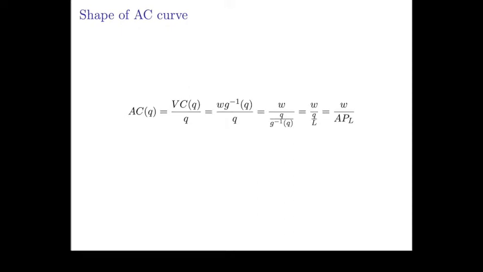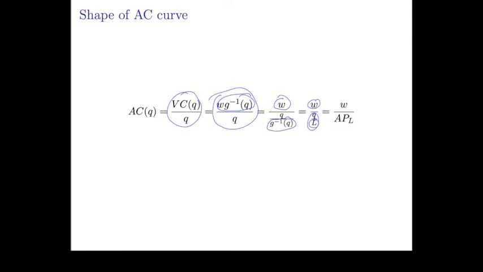We can look at the average cost in a very similar way. Remember, average cost is variable cost divided by quantity. Now, variable cost is just W times the quantity of labor needed to produce Q units, divided by Q. The quantity of labor needed to produce Q units is just G inverse of Q. What we can do now is to divide both numerator and denominator by G inverse of Q, so we get wage, the G inverse of Q cancels, divided by Q divided by G inverse of Q. But remember, G inverse of Q is the amount of labor that you're using. So it's just L. So we have W divided by Q over L.